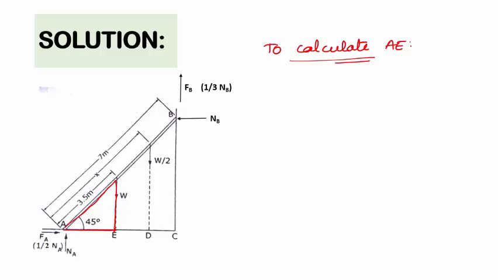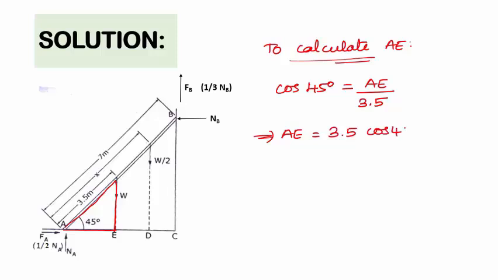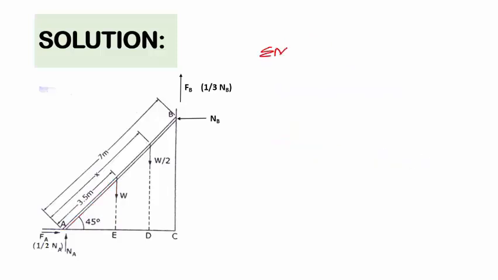Next, to calculate the distance AE, by considering this right angle triangle, we can use the trigonometric relationship for cosine. We can calculate the distance AE as cos 45 degree is equal to the adjacent side AE divided by the hypotenuse is 3.5 meter. Okay. So AE is equal to 3.5 cos 45 degree is equal to 2.4749 meter.